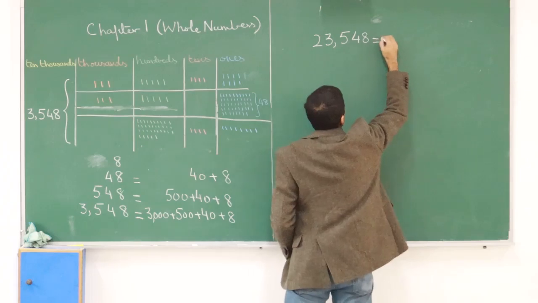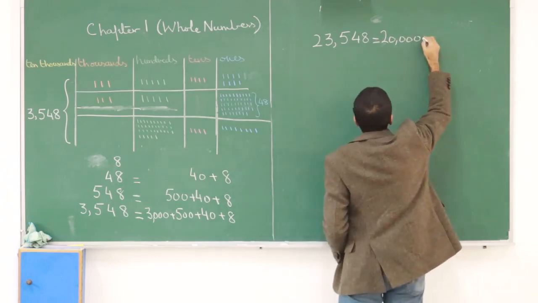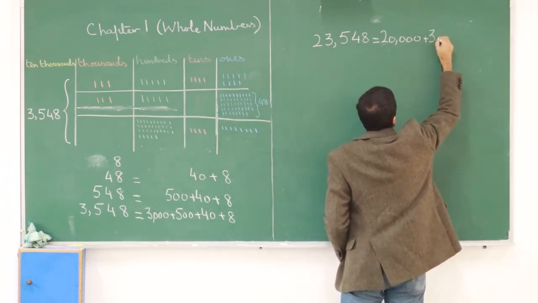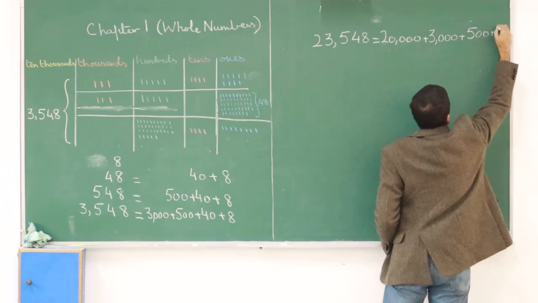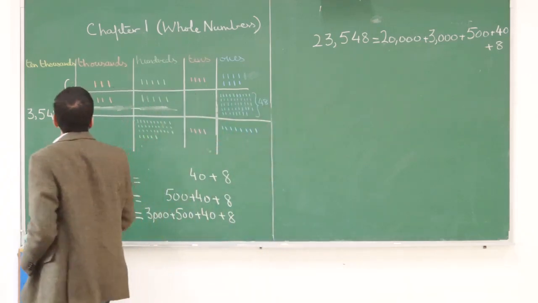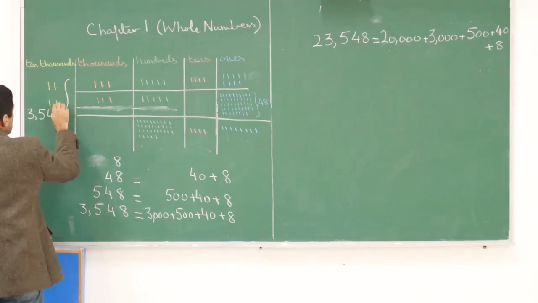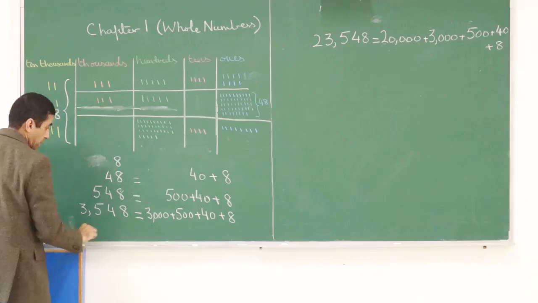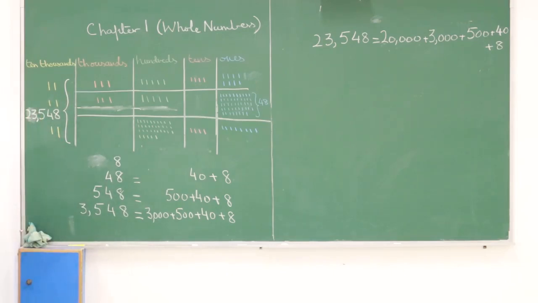23,548. That's going to be equal to actually 20,000. And remember, 3 and then a comma. 20,000 plus 3,000 plus 500 plus 40 plus 8. Right? So all I need to do is put in 2 yellows here, 2 yellows here, 2 yellows here, and this will now represent the number 23,548. Okay? All good? All clear?